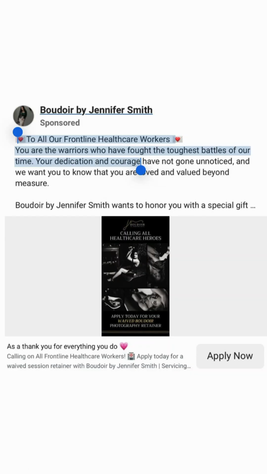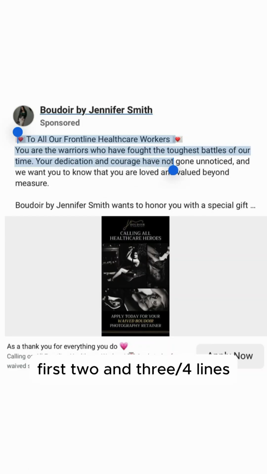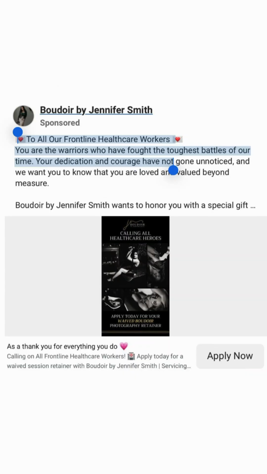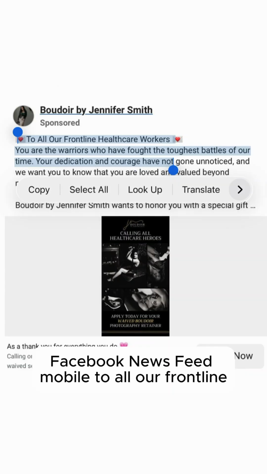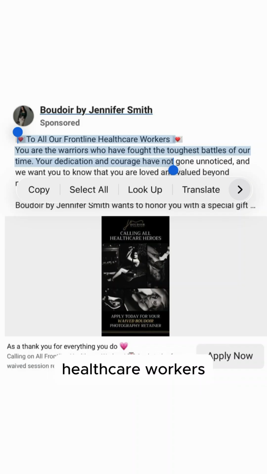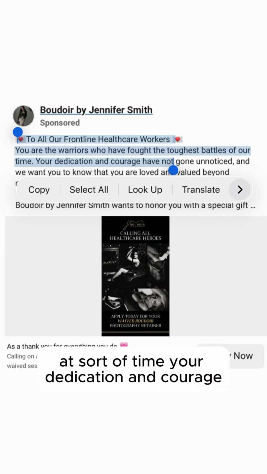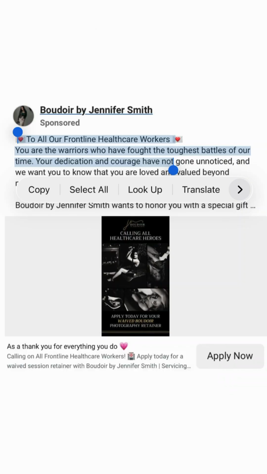Finally, look at the see more headline, first 2 3/4 lines. Facebook newsfeed mobile. To all our frontline healthcare workers, you are the warriors who have fought the toughest battles of our time. Your dedication and courage.